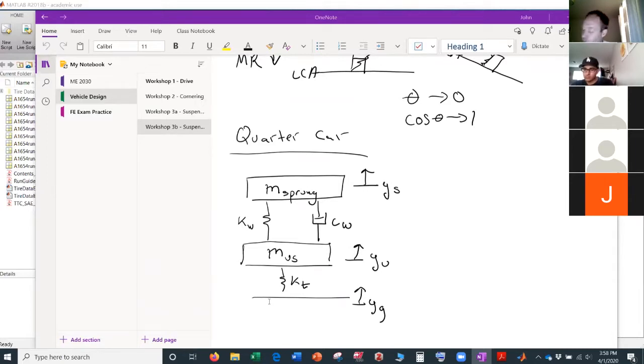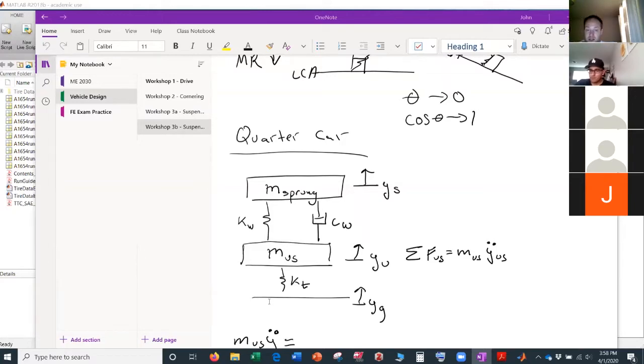Newton's laws. There's more complicated methods, but we just got to do sum of the forces on the unsprung mass equals the mass unsprung times the second derivative of its position. That's its acceleration. Make sense? So let's see what that gives us. So we have mass unsprung times the second derivative of its position.